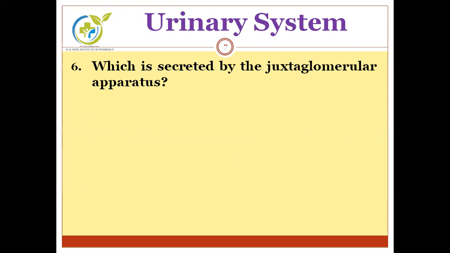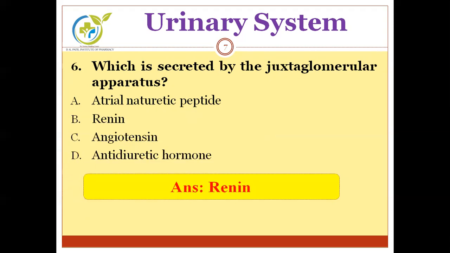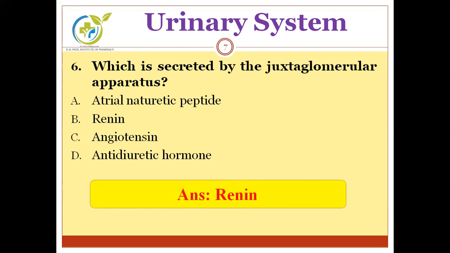Next, which is secreted by juxtaglomerular apparatus? Options are atrial natriuretic peptide, renin, angiotensin, antidiuretic hormone. We have to find out which chemical is secreted by juxtaglomerular apparatus. And options are renin. Renin is the correct answer.